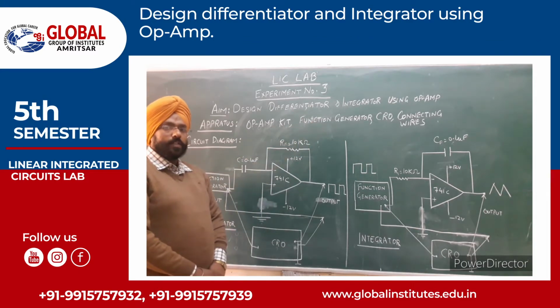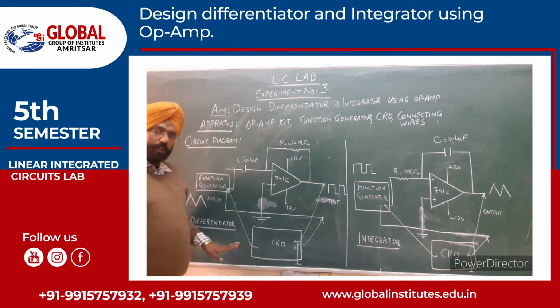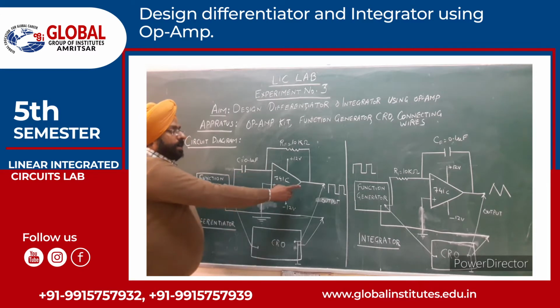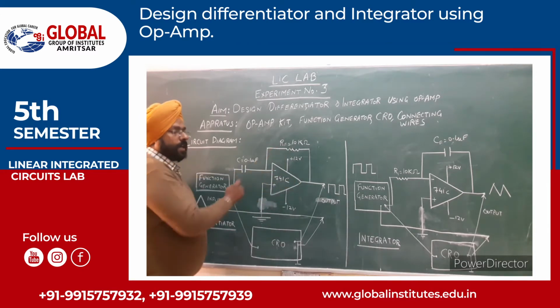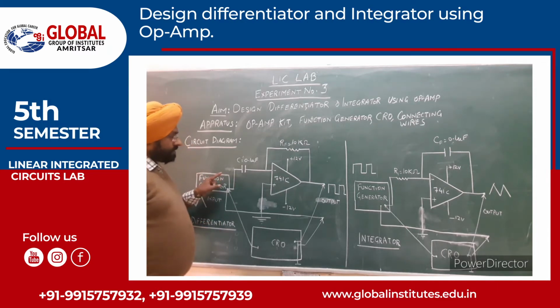So let us discuss the circuit diagram of the integrator and the differentiator circuit using the op-amp. First of all, the differentiator circuit. Now the differentiator circuit, as you see, we use a 741 IC. In the negative terminal, we attach a capacitor of value 0.1 microfarad, and in the feedback path we attach a 10 kilo ohm resistor. Now the input is applied from the function generator to the negative terminal.